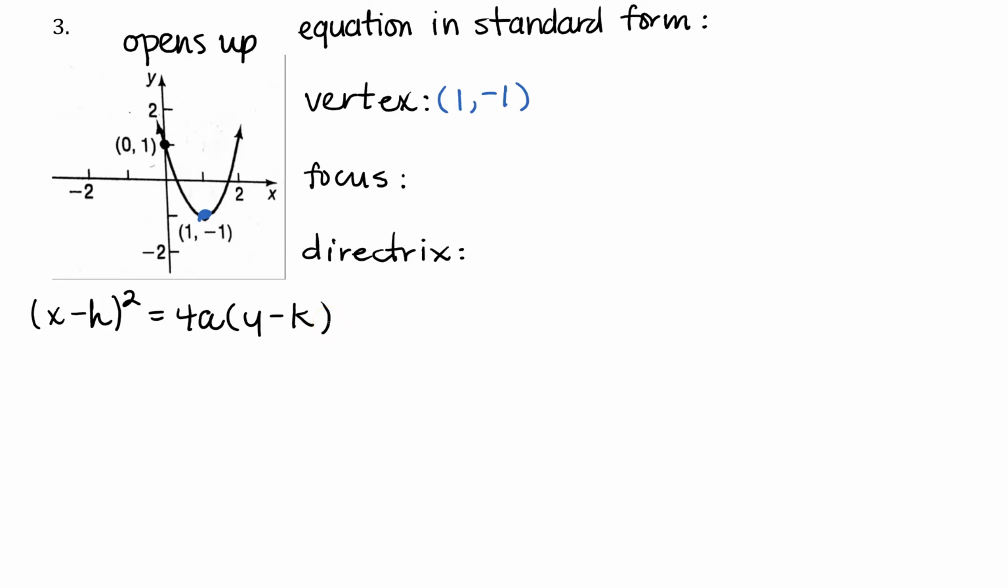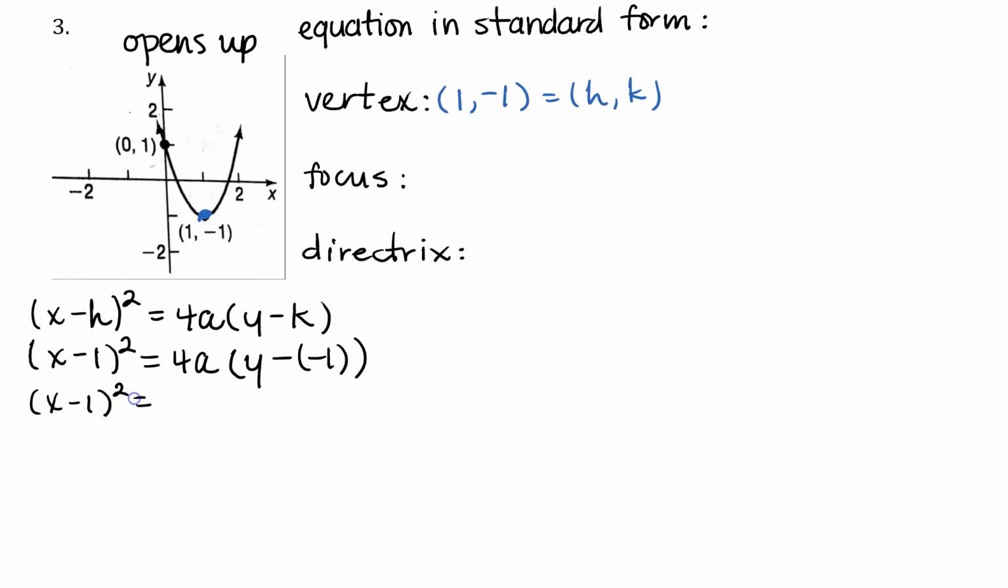I'm going to go ahead and plug in (h, k) that is given to us in the vertex. h is the x coordinate of the vertex, so our h is 1, so we have (x - 1)^2 equal to 4 times a. We don't know a, we want to find that. y - k is the y coordinate of the vertex, that's -1 here, so we have y - (-1). So we have (x - 1)^2 = 4a(y + 1).